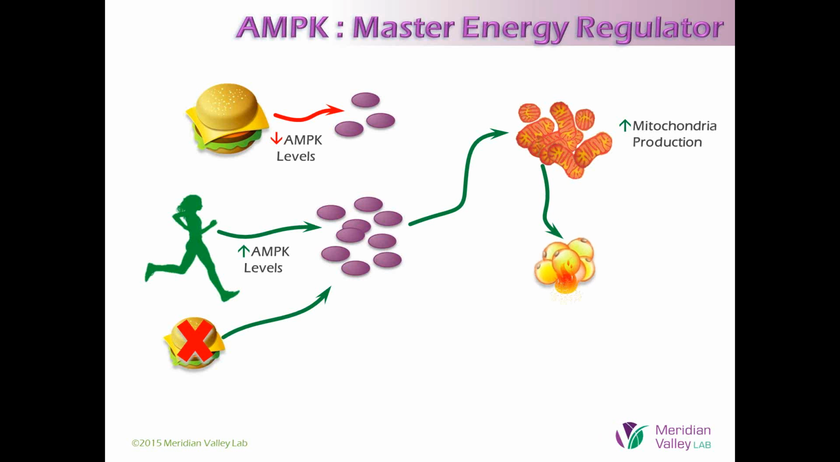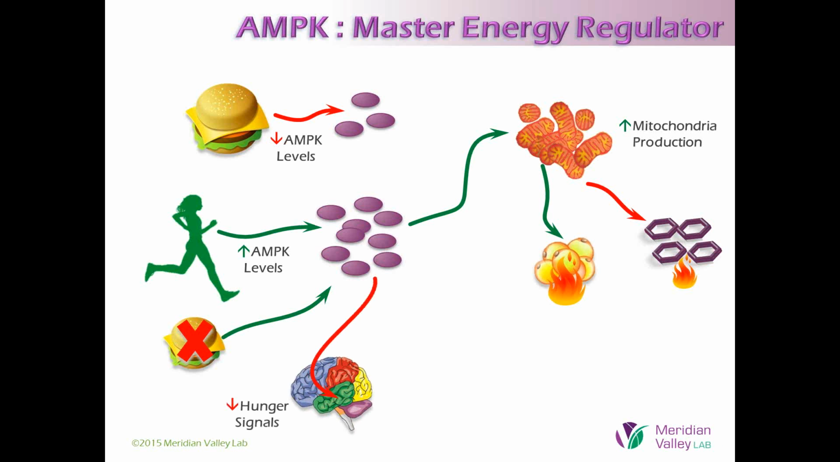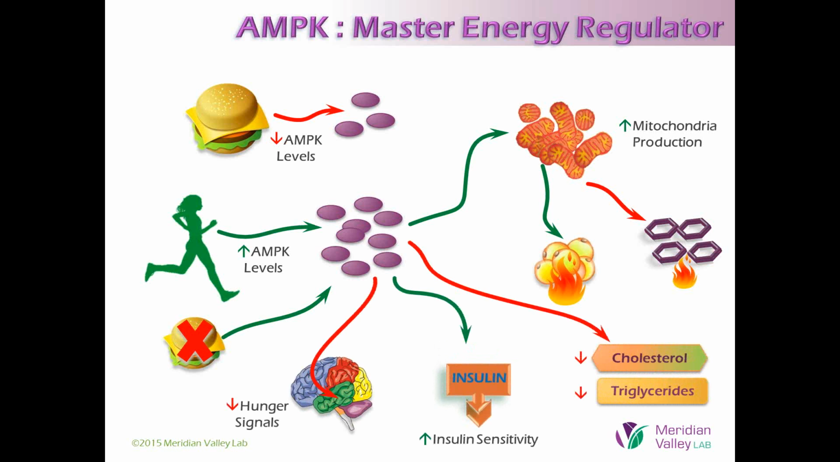What this is going to do when we have more AMPK activity in our body is promote the health of mitochondria. It's going to promote fat burning in the body. It's also going to promote glucose burning as well. It's going to keep hunger signals in check. It's going to improve insulin sensitivity, and it's going to decrease cholesterol and triglycerides. So this is one way, just one way of many, that exercise and slightly lowered caloric intake can be beneficial to our mitochondrial health.